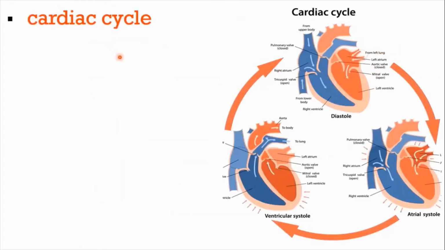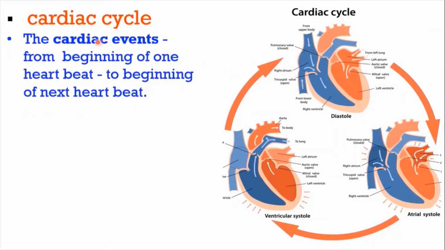Let's now start the cardiac cycle. The sequence of events in a single heartbeat is known as the cardiac cycle, or we can say the cardiac events that occur from the beginning of one heartbeat to the beginning of the next heartbeat constitute a cardiac cycle. So the events between the beginnings of two consecutive heartbeats are called the cardiac cycle. Is it confusing? I'll make it clear now.